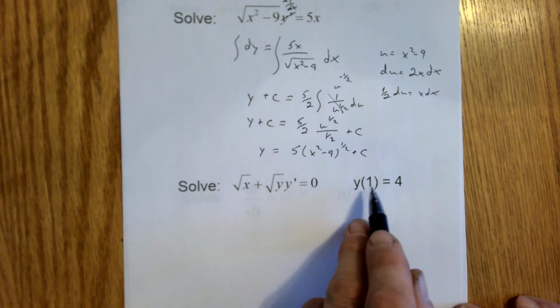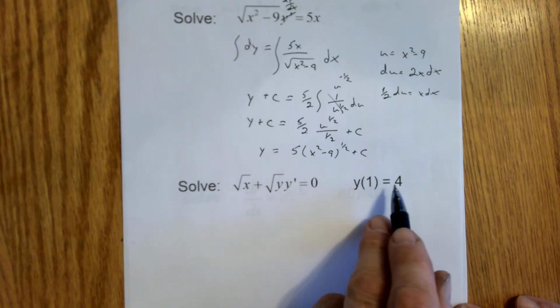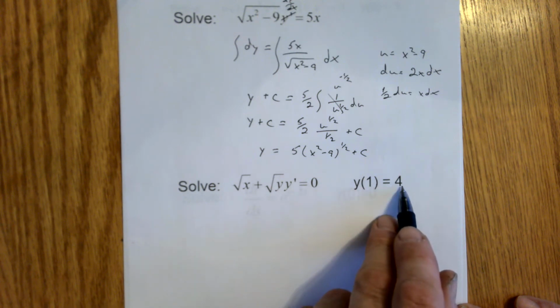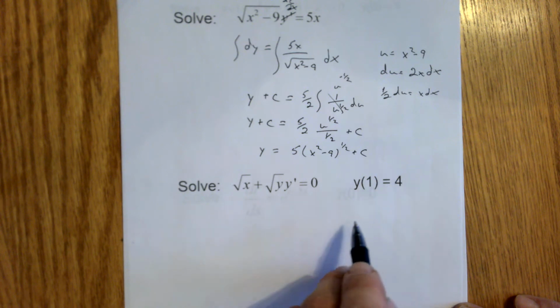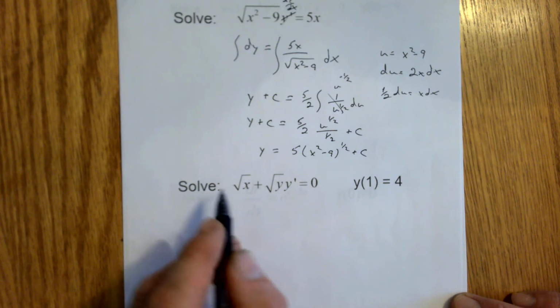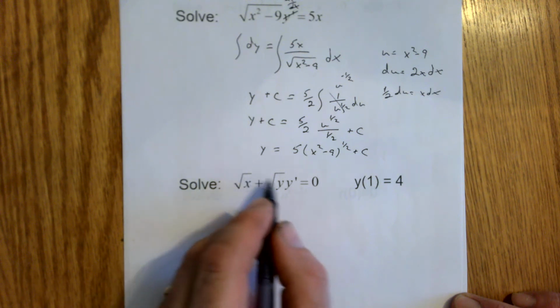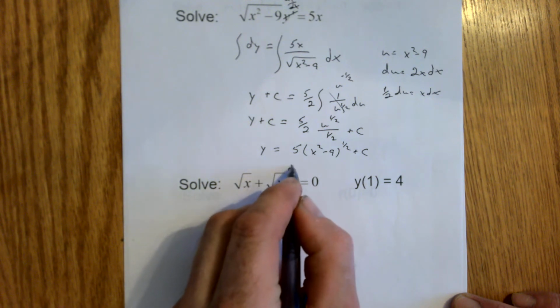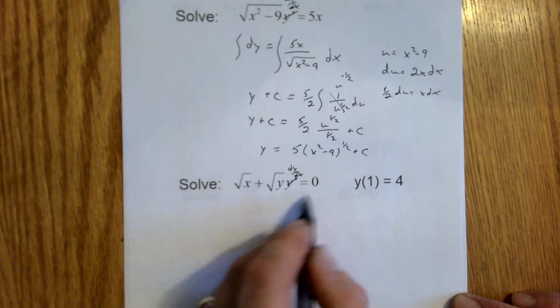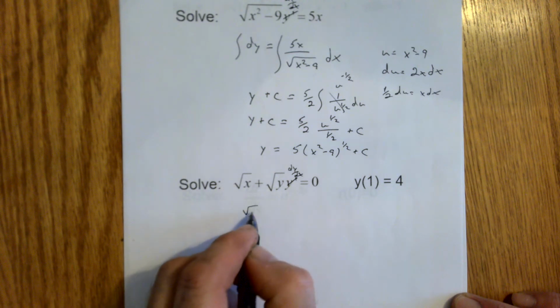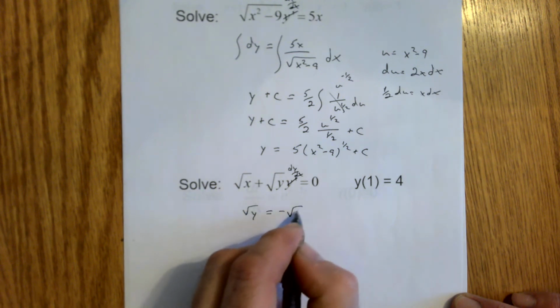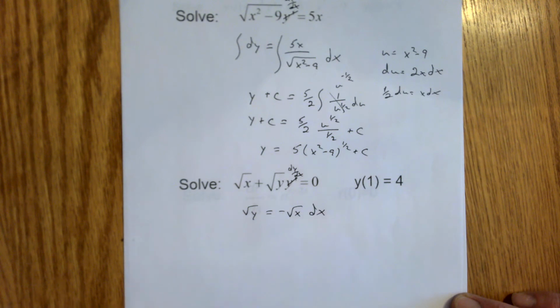All right, here we have the square root of x plus the square root of y prime equals 0. But we're also given the information y of 1 equals 4. So, what does that mean? Well, we can go ahead then and solve. We can bring our y prime into a dy dx and bring that x over. So I have the square root of y dy equals a negative square root of x dx.